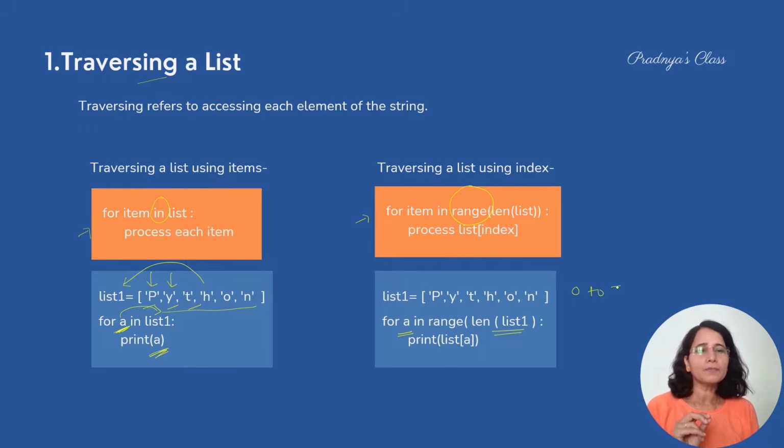So the loop will be from 0 to 5, and this is the index value. The index value of p is 0 and the index value of n is 5. So it will execute from 0 to 5, but we don't want to print the index. We want to print the elements of the list. So we are writing list of a. The list of 0 means we can access the first element. In the same way, we will access till list of 5, so we will get the last element n. So in this way, we can iterate over the list using a for loop.